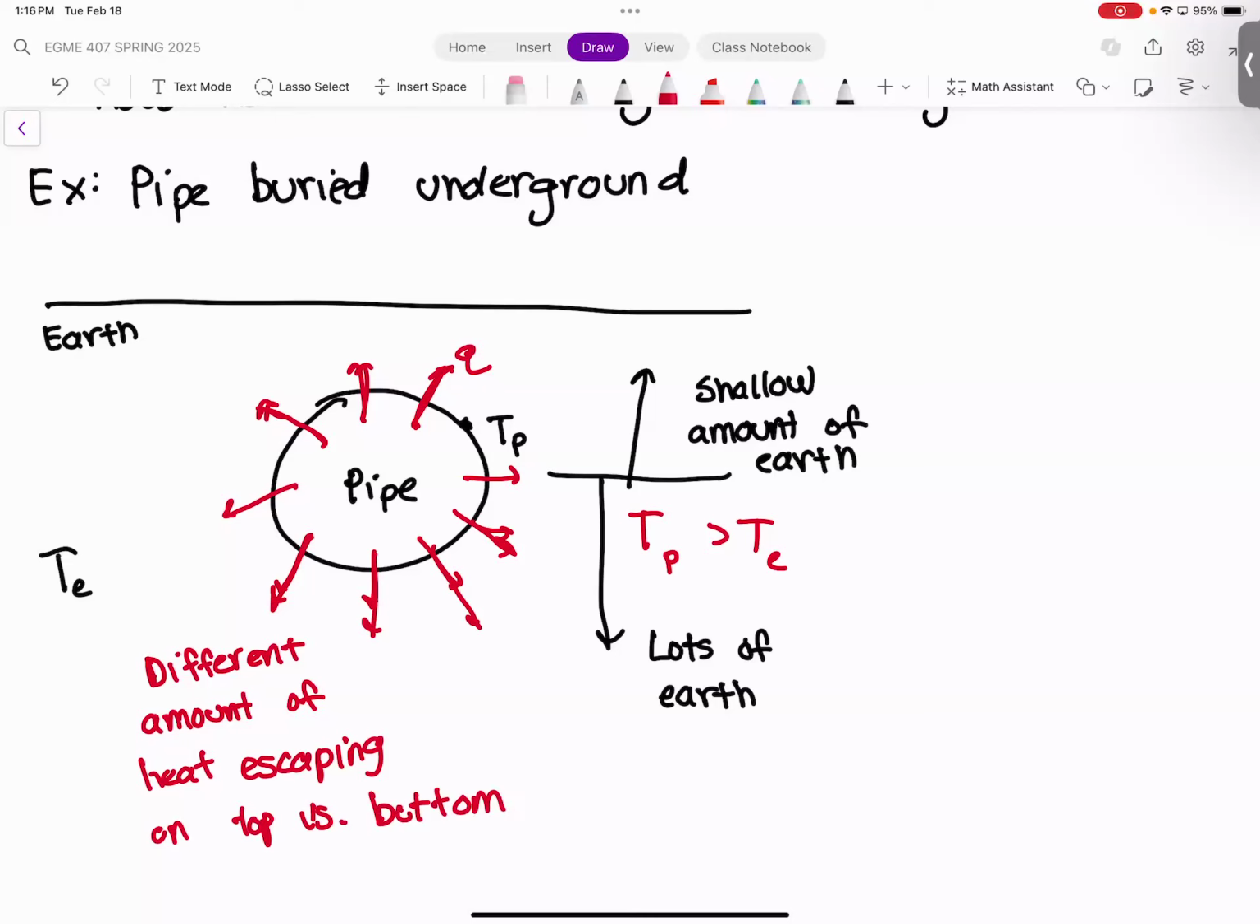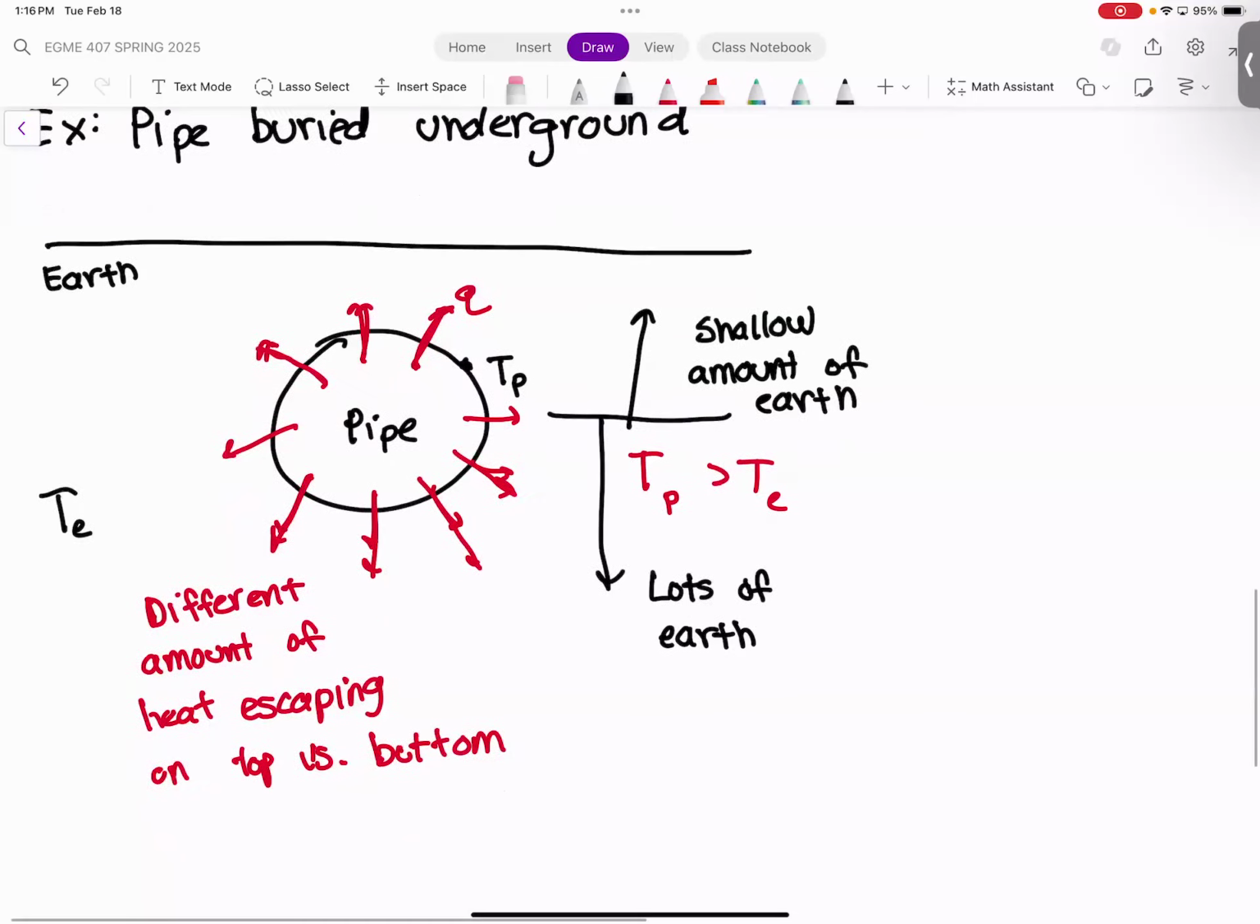So what we have here is a true two-dimensional situation. If we really wanted to solve the amount of heat being lost here, we would solve the two-dimensional heat equation in this entire system, which, as we've already discussed, is not really that practical. So what can we do here? It turns out this situation, where you have a cylindrical object buried underneath a uniform material, is actually quite common.